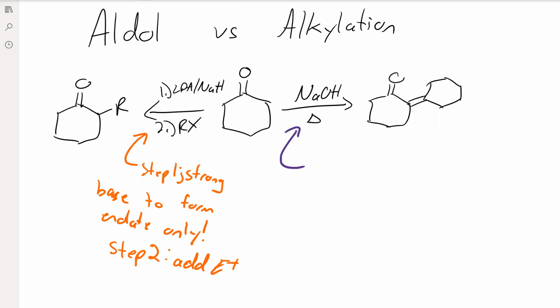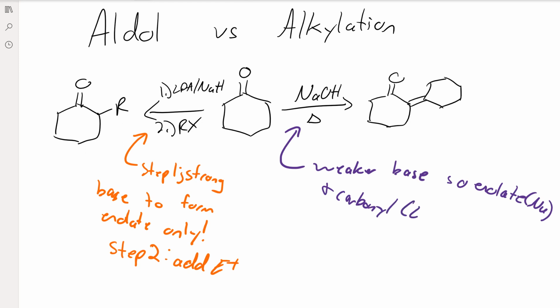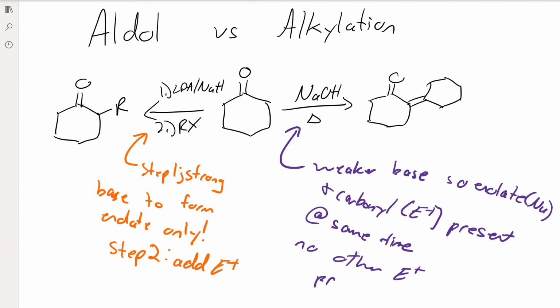Contrast that with that on the right. We have a weaker base, right? Just our hydroxide. And so the enolate, which acts as the nucleophile, and the carbonyl, which acts as the electrophile, are going to be present at the same time. And so they're going to react with one another. Also notice there's no other electrophile present, right? So once you make the enolate, it has no other electrophile to attack other than the carbonyl.